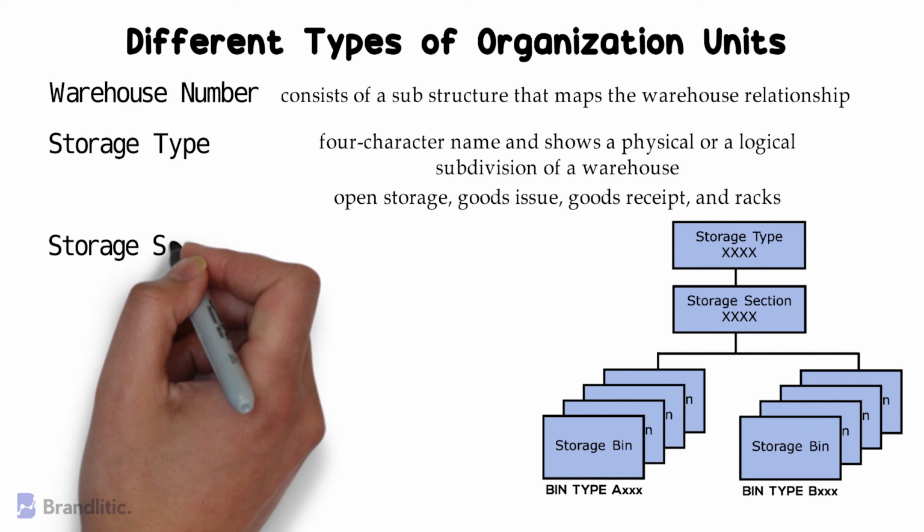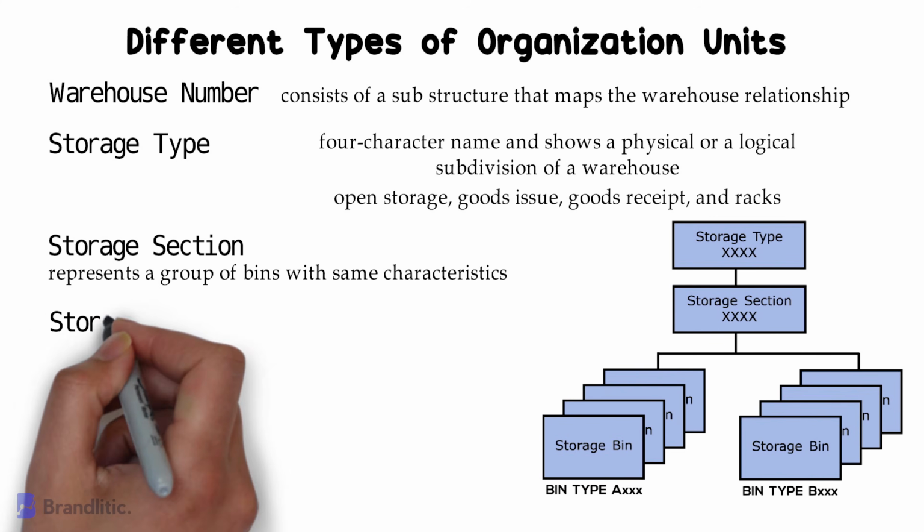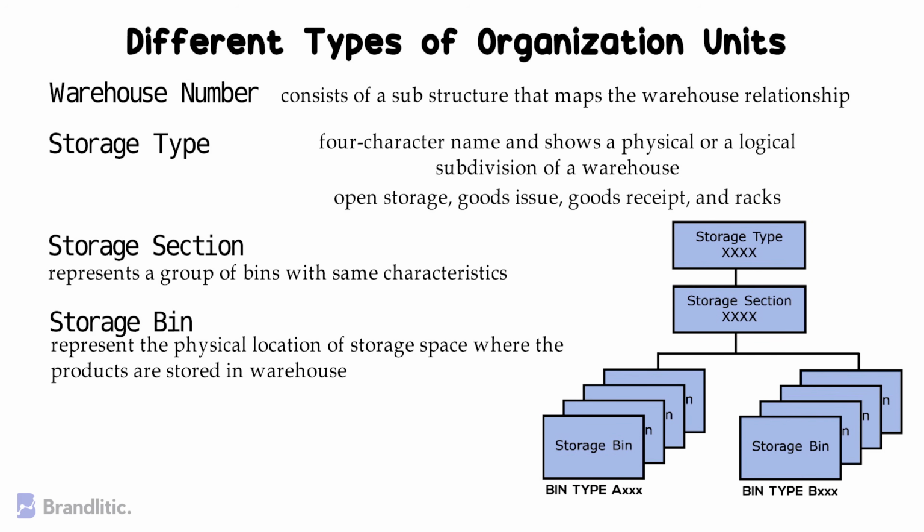Next, storage section. This is a part of storage type and represents a group of bins with the same characteristics. Commonly used storage sections are fast moving and slow moving items, etc. Next, storage bin. The storage bins represent the physical location of a storage space where the products are being stored in the warehouse. They are the lowest level of organization structure, and when we store an item in a warehouse, we need to mention its exact location.